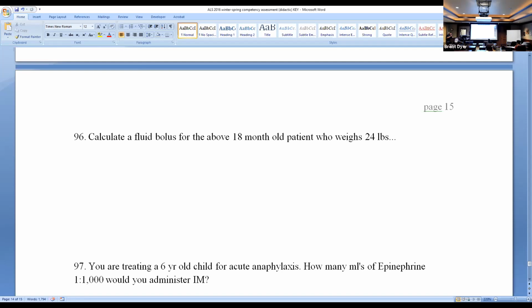Now, though, in fluids, if you give a total of 60 milliliters per kilogram, that could be 3 boluses of 20 milliliters per kilogram, or in sepsis, how much do we give in sepsis and in the adult?